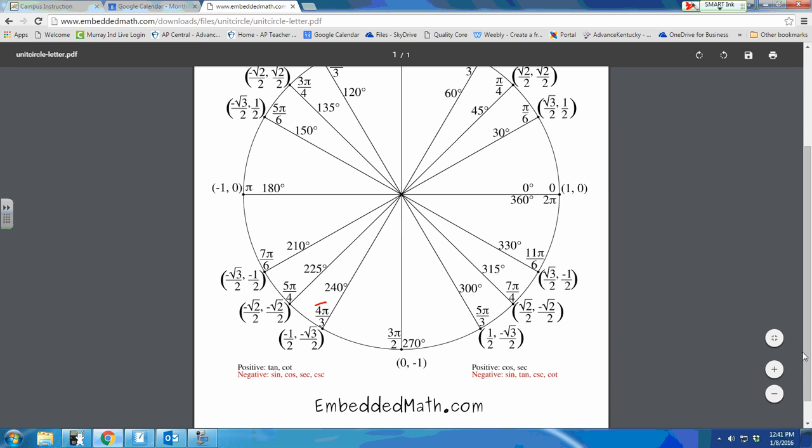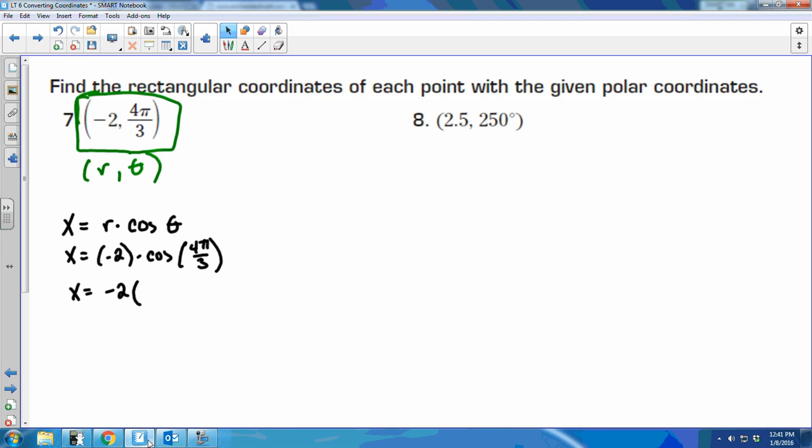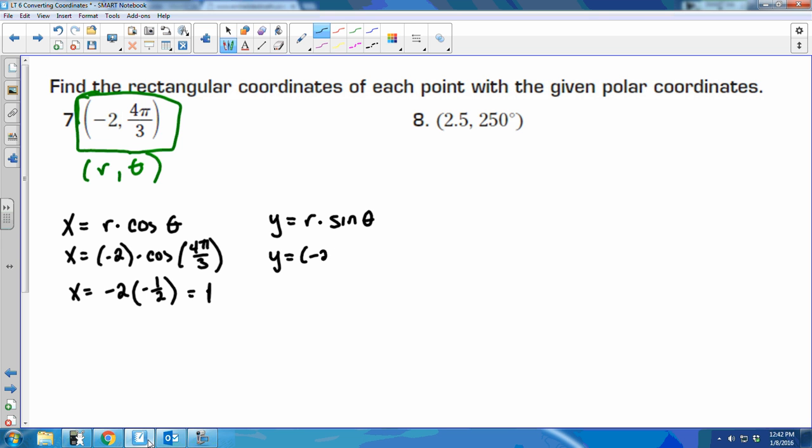Is way down here in the unit circle. What's cosine of 4 pi over 3? Negative 1 half. What's negative 2 times negative 1 half? Positive 1. Then you do y equals r times sine theta. Is that the same?